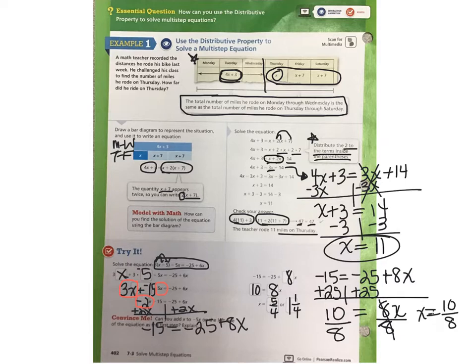The next step here is to add 2x to each side. By doing that, we get negative 15 equals negative 25 plus 8x. And that's the step that you see here continued in the second column. Negative 15 equals negative 25 plus 8x.